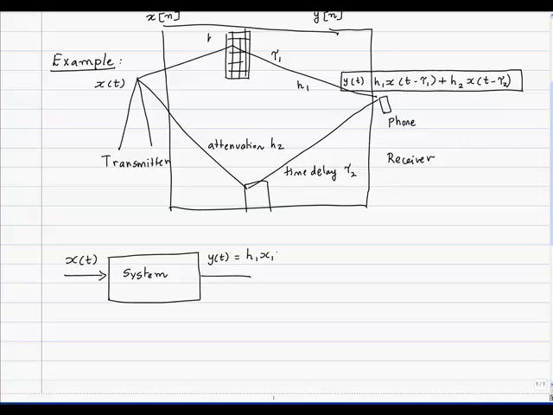Because y of t is h1 times x of t minus tau1 plus h2 times x of t minus tau2. So this is the signal y of t. Notice that there is a clear relationship between x of t and y of t. If we knew h1 and tau1, then we could compute y of t for any given x of t. So this is a system now.